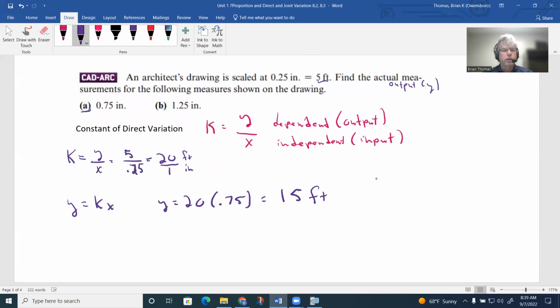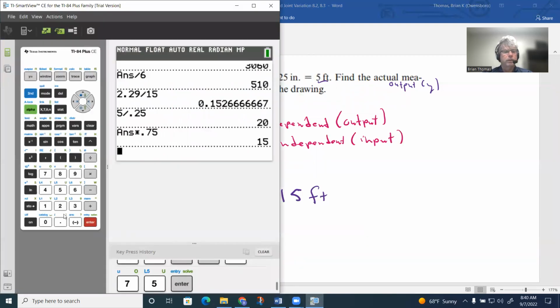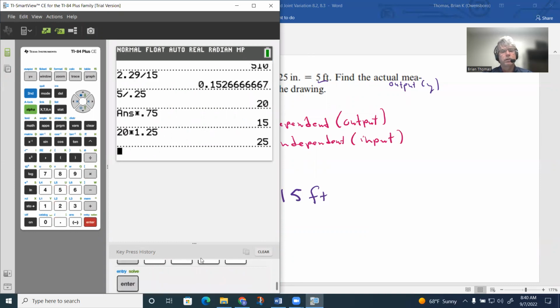If I want to do the next problem, I have now 1.25 inches. So this is like part B. Again, you're going to use y equals kx, where the constant of variation was the 20. And this time we have 1.25. Notice that this actually makes the math quicker if we're doing multiple problems. I don't have to set up a proportion every time. So I have 20 times 1.25. That should be a little bit over 20 now, shouldn't it? So 20 times 1.25 is going to give me 25. So 25 feet.